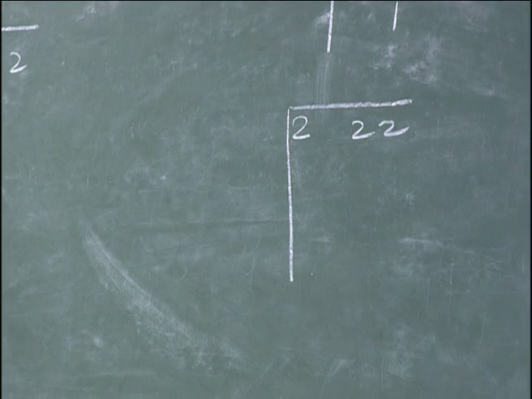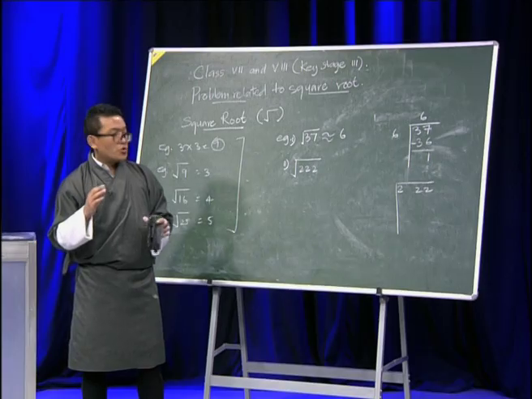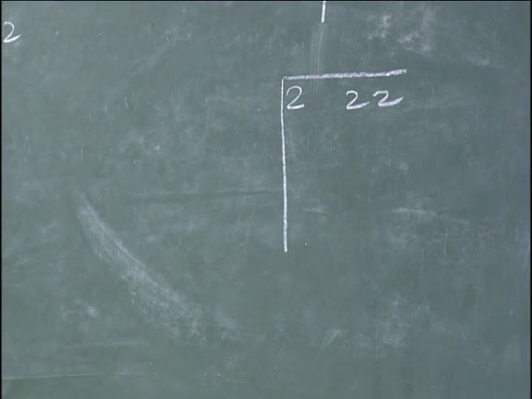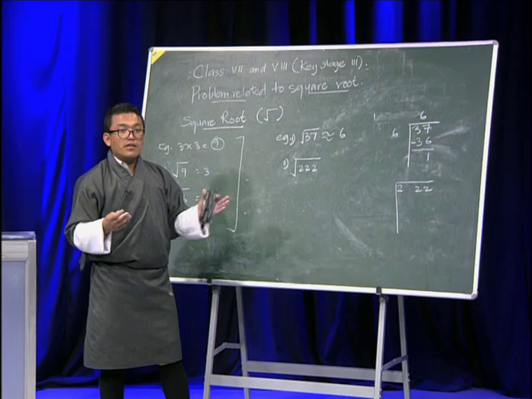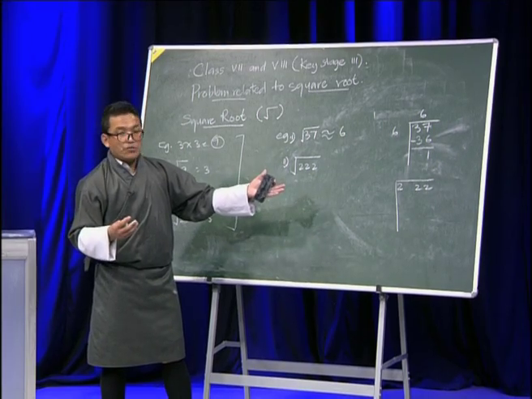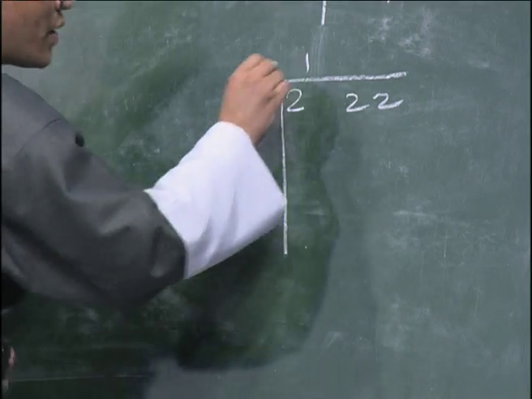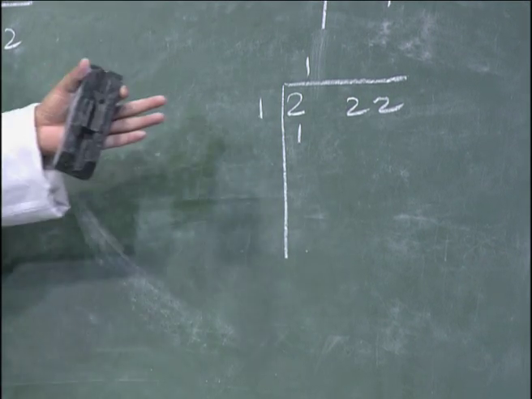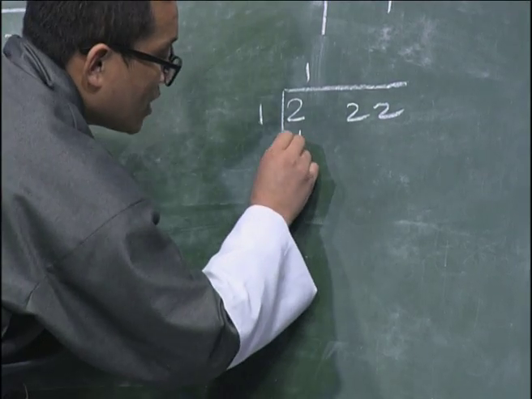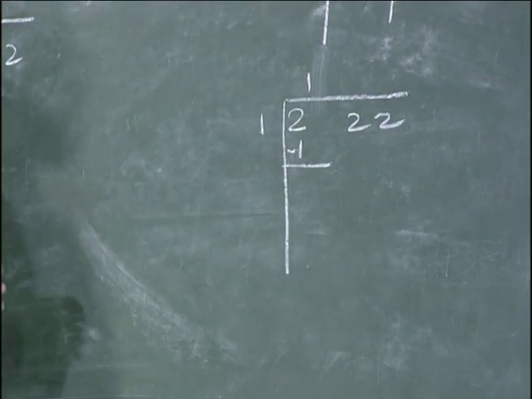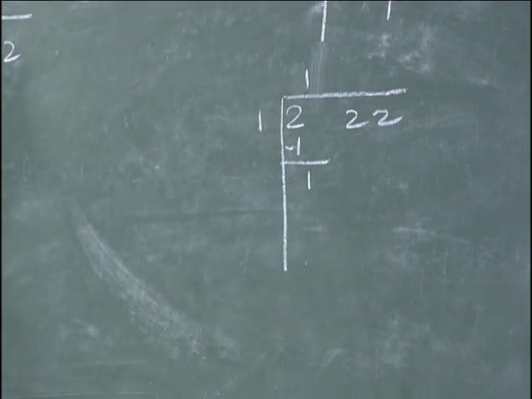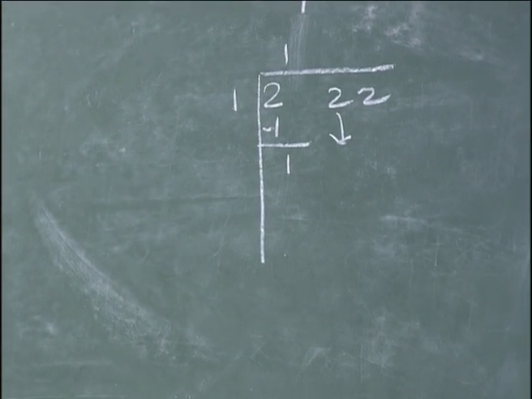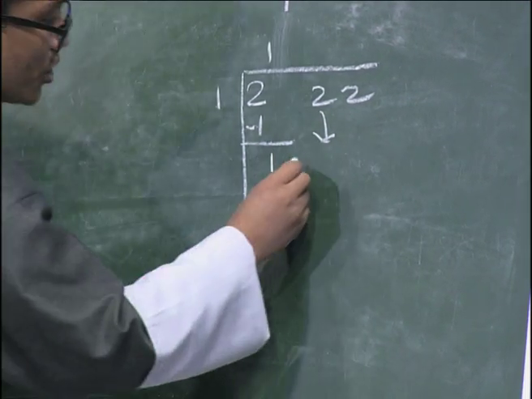Now, second step, I have to take the perfect square close to the first group, right? I have the number 2 there. What is the closest perfect square that I can take for that number 2? So it is 1, right? 1 times 1 is 1. If I take 2 times 2, it is going to be 4. I can't take 4 because I have just 2 there. Now, subtract this number. 2 subtracted with 1 will give us 1. Now bring down; unlike in the division, we have to bring down the whole group together. This time we have 22.